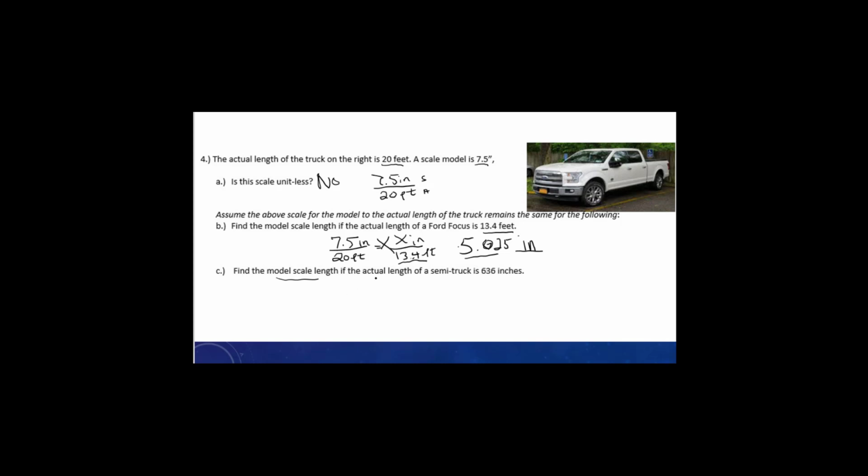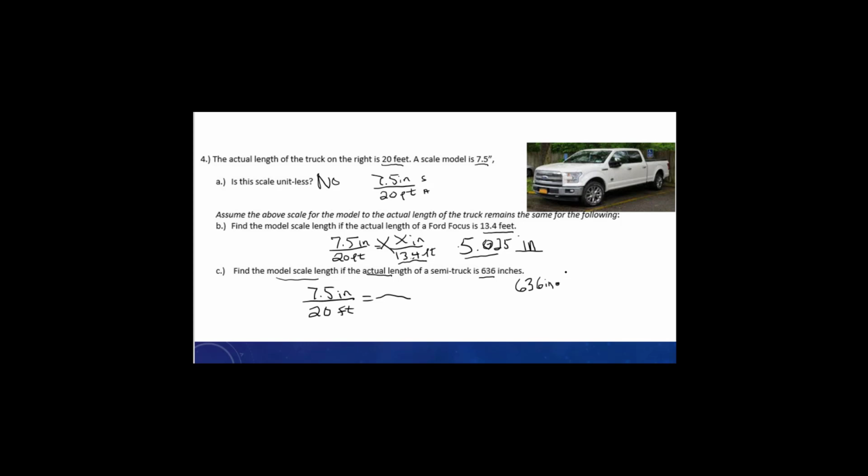So I'm going to put down my actual scale. 7.5 inches to 20 feet. If the actual length, right? So the actual length is going to be 636 inches. But it's going to cause me a problem. See what the problem is? I'm not going to have inches to feet, inches to feet. So I've got to convert this to feet.